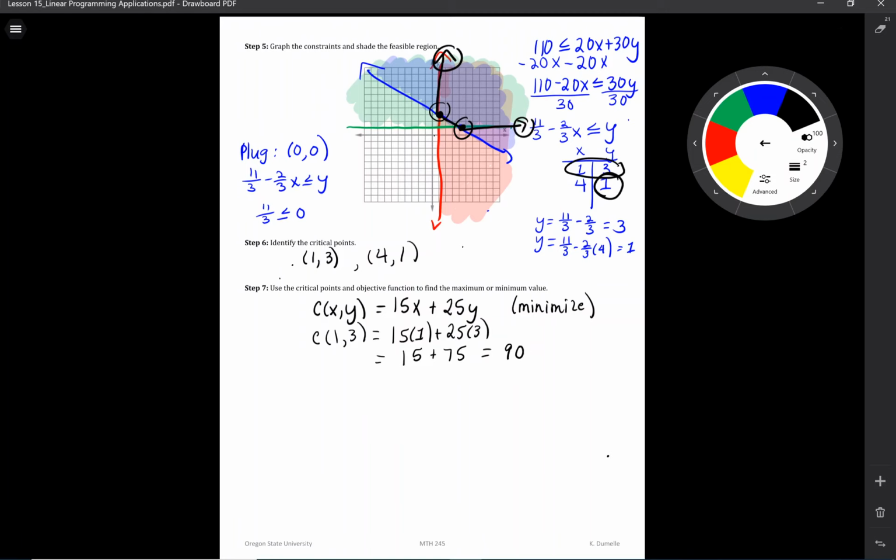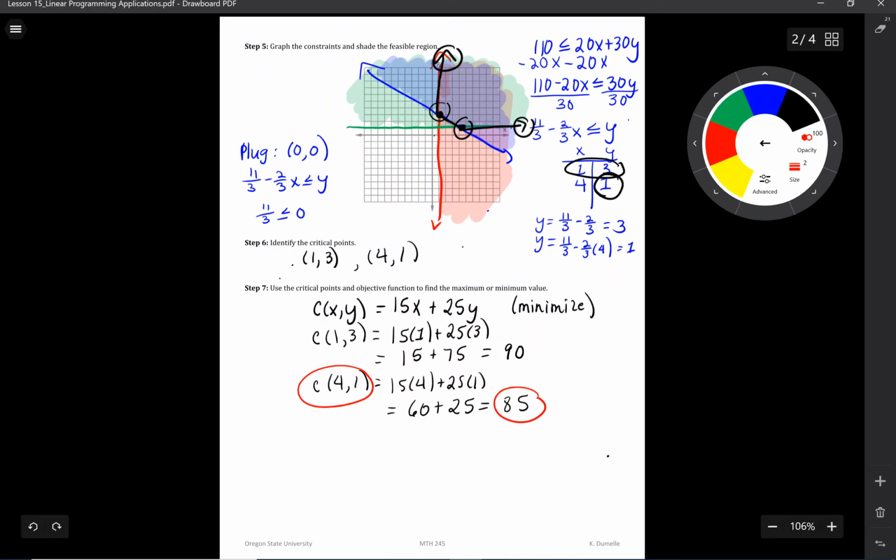Next, I have C of 4, 1 is equal to 15 times 4 plus 25 times 1, which is 60 plus 25, or 85. And since I want to minimize, I see that 85 is clearly smaller than 90. So the point 4, 1 is what I want. So this is my x value, and 1 is my y value.